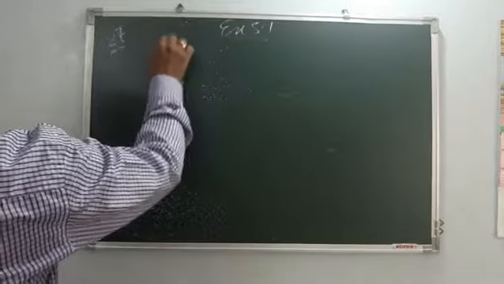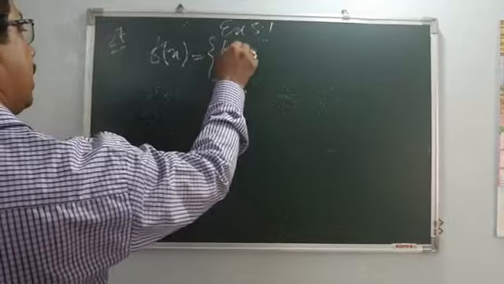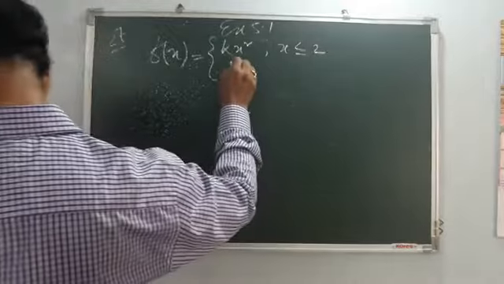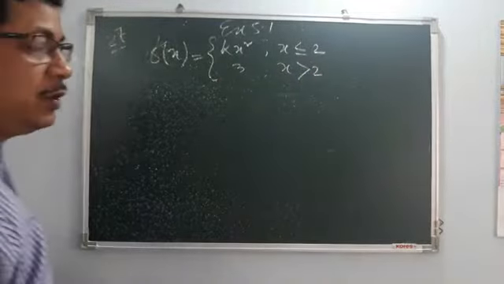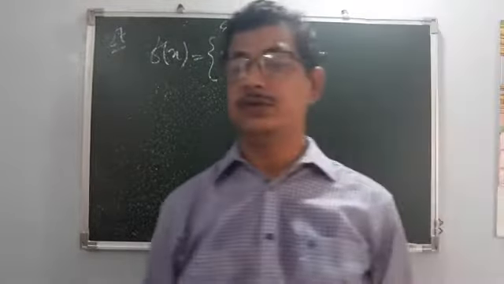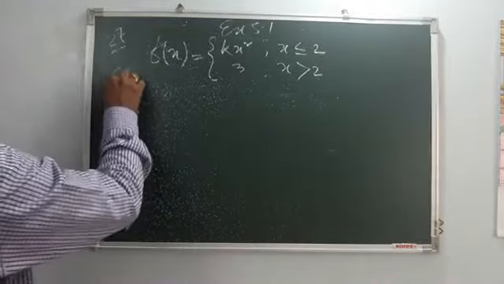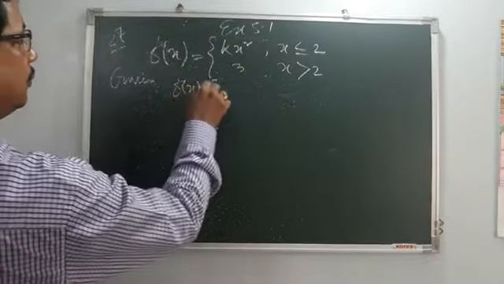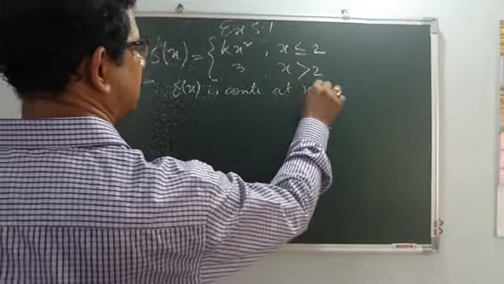So here in question number 27, f(x) is given as kx square when x is less than or equal to 2, and it is 3 if x is greater than 2. Given that f(x) is continuous at x equal to 2.